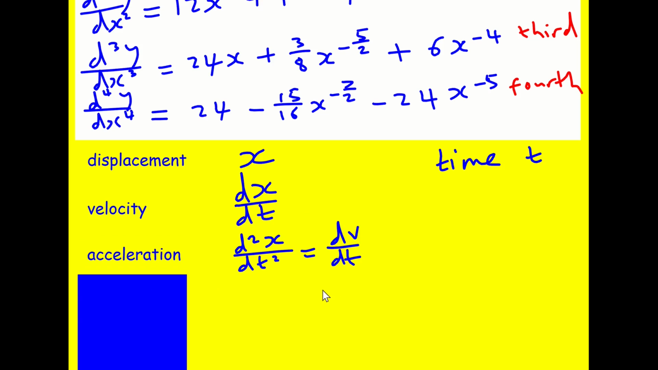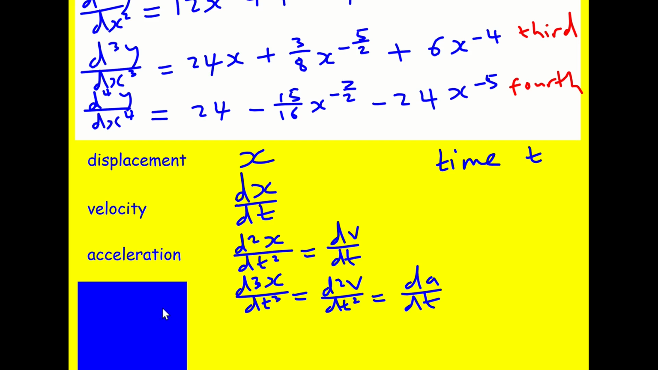And we can go on actually. We could actually find out the third derivative of the displacement with respect to time, which would be the second derivative of the velocity with respect to time, which would be the first derivative of the acceleration with respect to time. And this actually has a special name called the jerk. Okay, I'm not making this up. It is the rate of change of the acceleration.